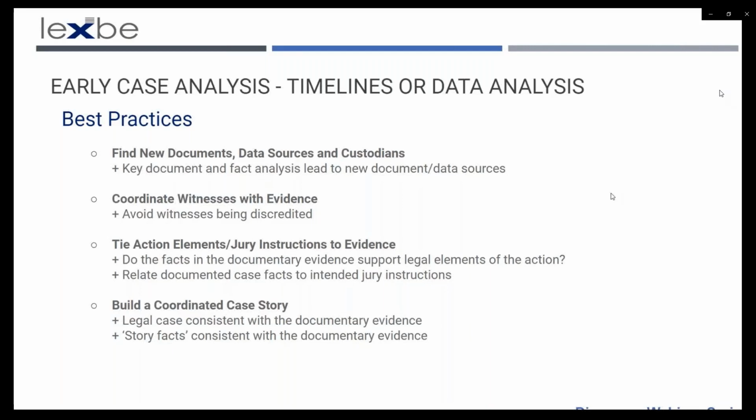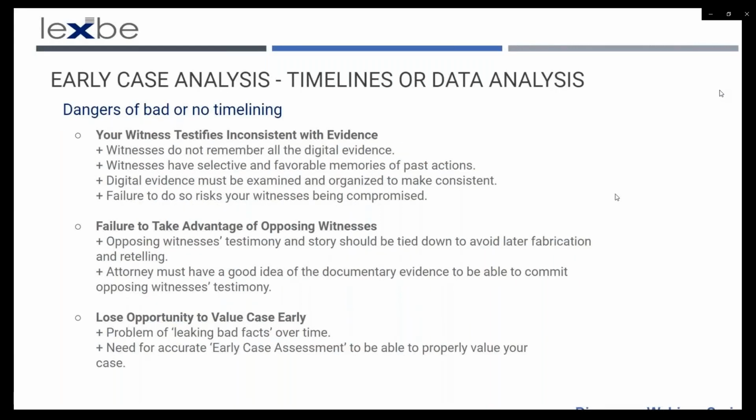Talking about what are the pitfalls of poorly executed timelining, or just not doing it, or doing it too late. Obvious answer to not doing it at all is not knowing if your witness could potentially be testifying inconsistently with evidence. Why would a witness do that?